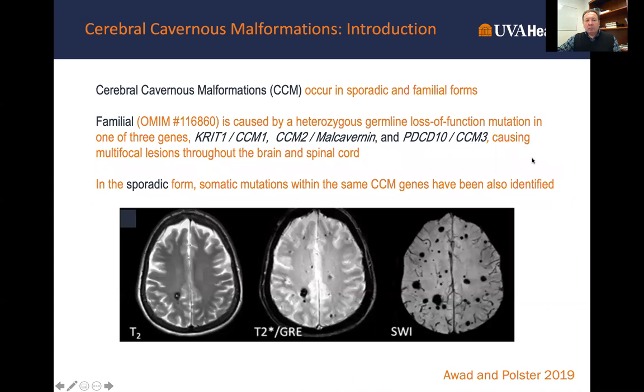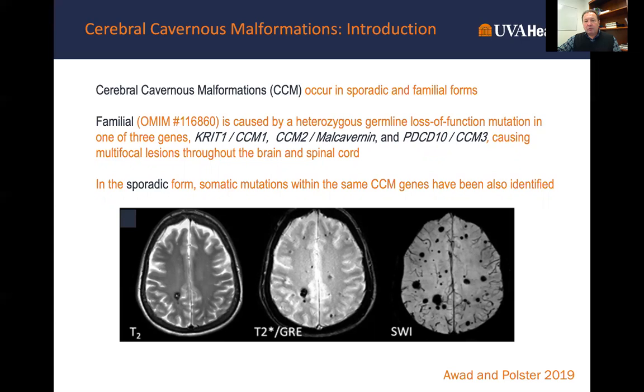It is well established that cerebral cavernous malformations, CCM, are caused by heterozygous germline mutations in one of three genes, CCM1, CCM2, or PDCD10. Even in the sporadic form, the somatic mutations occur in the same CCM genes.